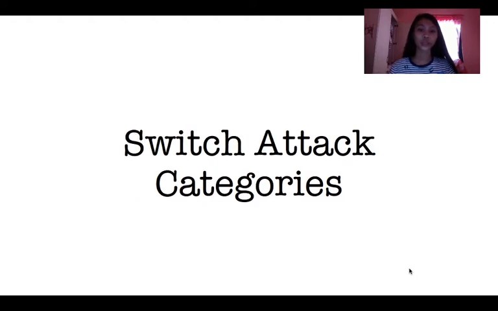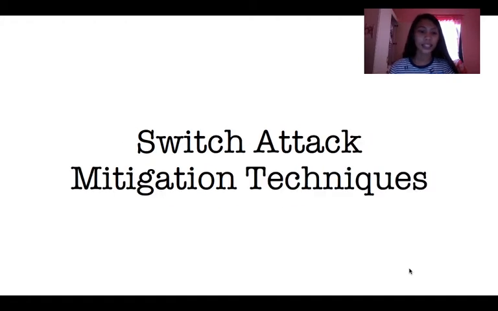Next, we have switch attack categories. Security is only as strong as the weakest link in the system, and Layer 2 is considered to be that weak link. Next is our switch attack mitigation. The table provides an overview of Cisco solutions to help mitigate Layer 2 attacks. So, in our mitigation techniques, we have port security, DHCP snooping, dynamic ARP inspection, and IP source guard.